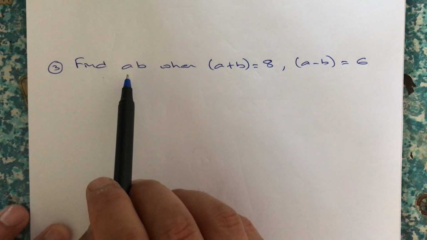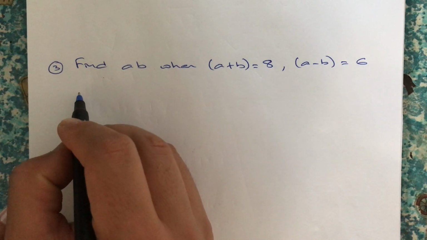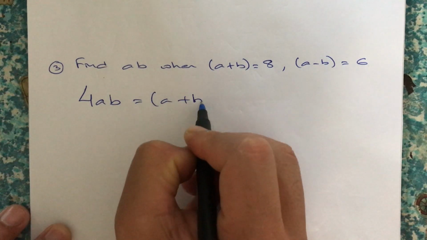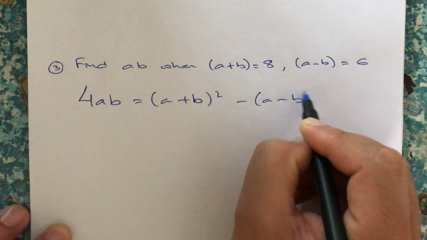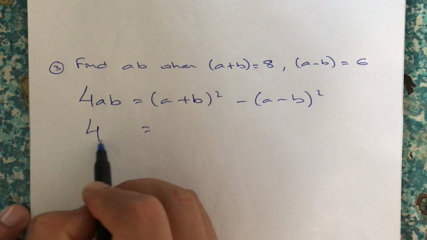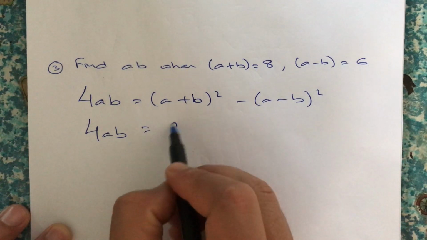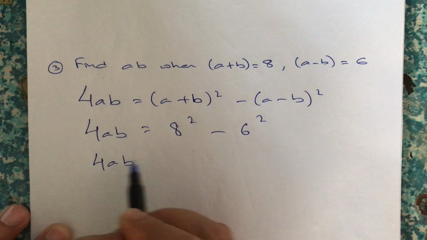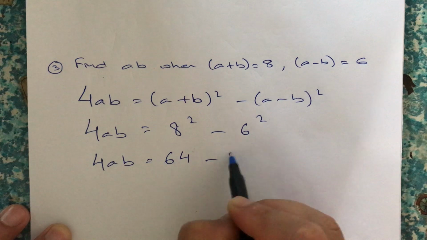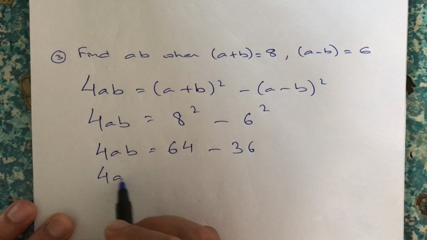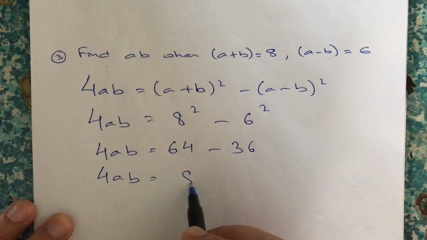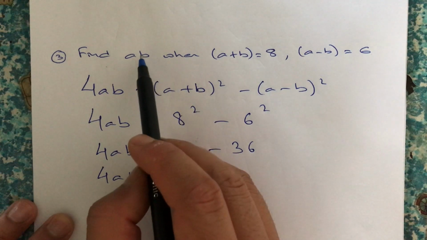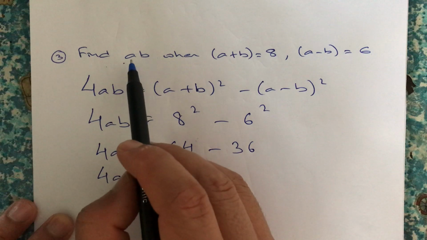So there is no direct formula of ab, so we'll have to take the help of 4ab, that is equal to (a plus b) whole square minus (a minus b) whole square. So 4ab will be equal to a plus b, given as 8, square, minus a minus b, given as 6, square. So I get 4ab is equal to 8 square is 64 minus 6 square is 36. So we get 4ab is equal to 28. Okay, so we got 4ab as 28, but the question does not ask you to find 4ab. It says only find ab.